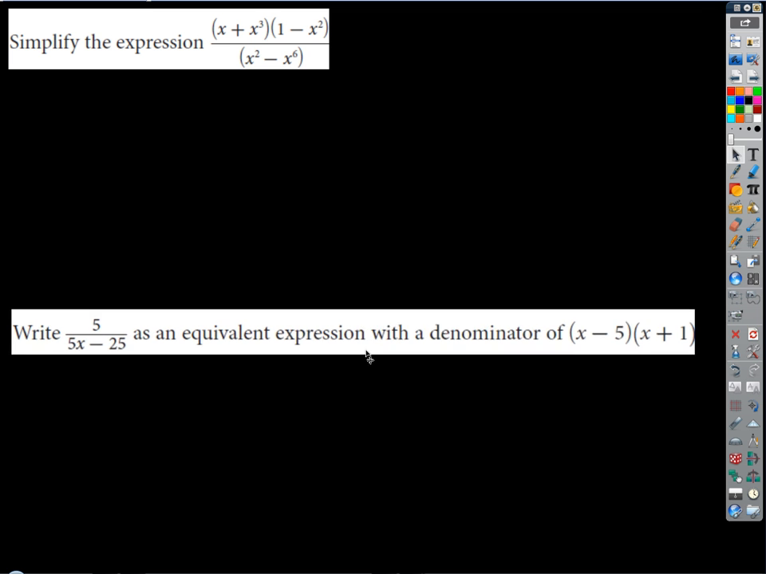Okay, let's talk about these. So, what does it mean when they say, would you suppose, simplify the expression? What do they want you to do? What do you think? What's that mean? Ideas. Could mean multiply it out, but it doesn't. We're trying to write this in terms.